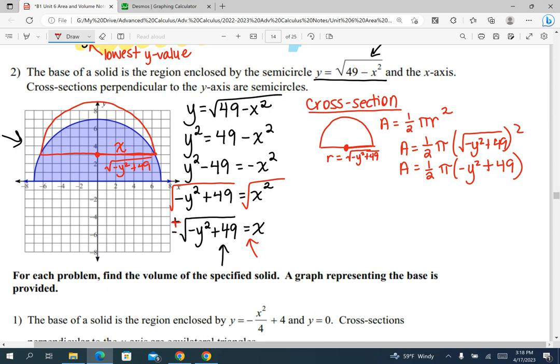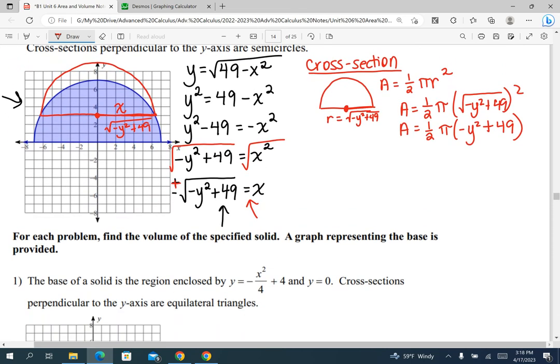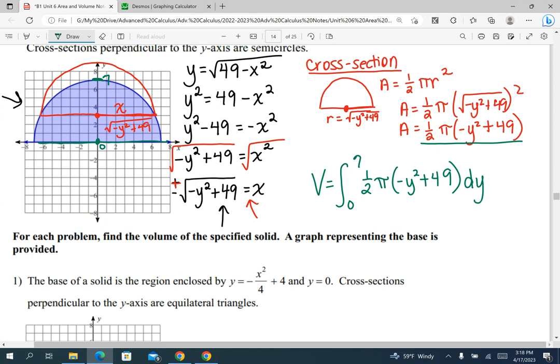So I've done step 2, which is to find the formula for the area of each cross section. Now that we've done that, we can find the volume. That will be the integral from the lowest y value of the region, which is right here, y equals 0, to the highest y point, which is 7, of this entire formula, 1/2 pi times negative y squared plus 49, with respect to y. Now's the time that we type all of that into Desmos to get our final answer.